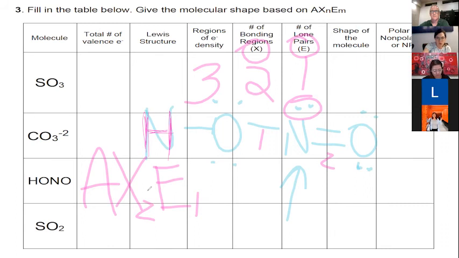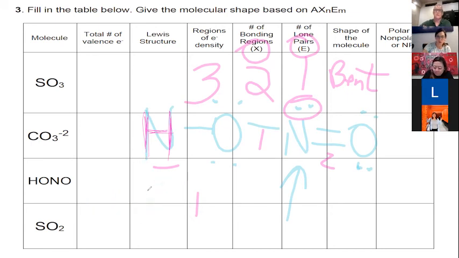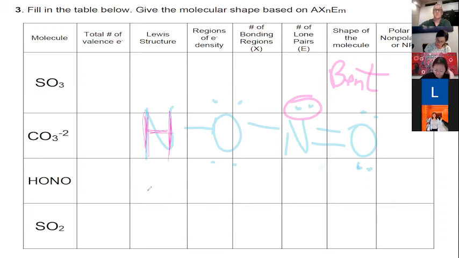V-shaped or bent? Bent. Now, is this going to be polar or non-polar? Let's draw the bond dipoles. So who's more electronegative, oxygen or nitrogen? They're pretty close. Oxygen. I think oxygen's slightly more electronegative, I think.